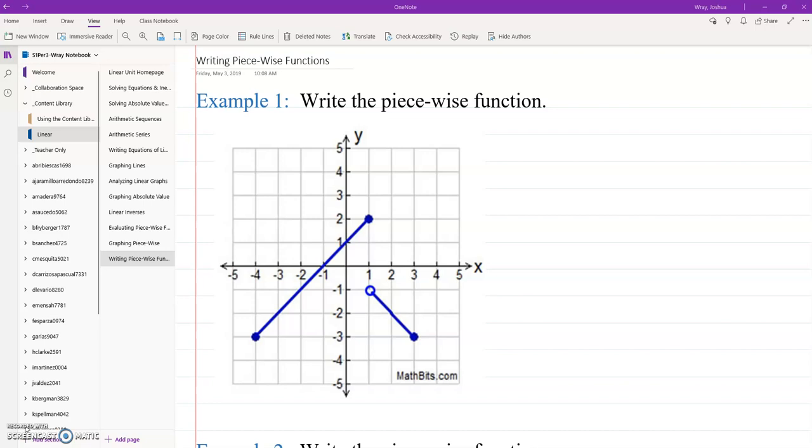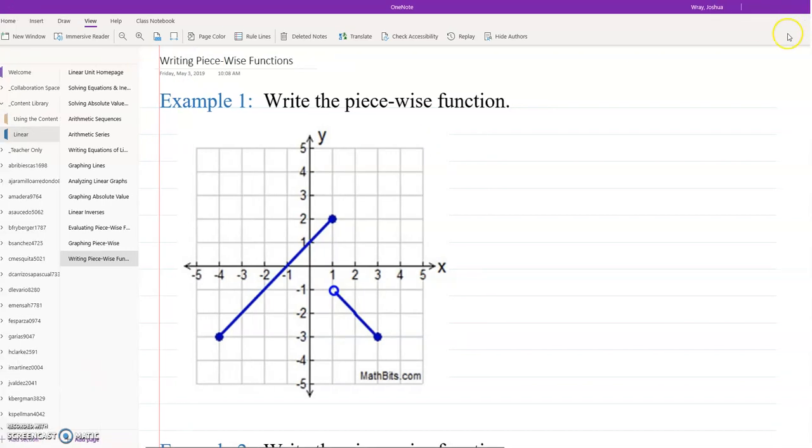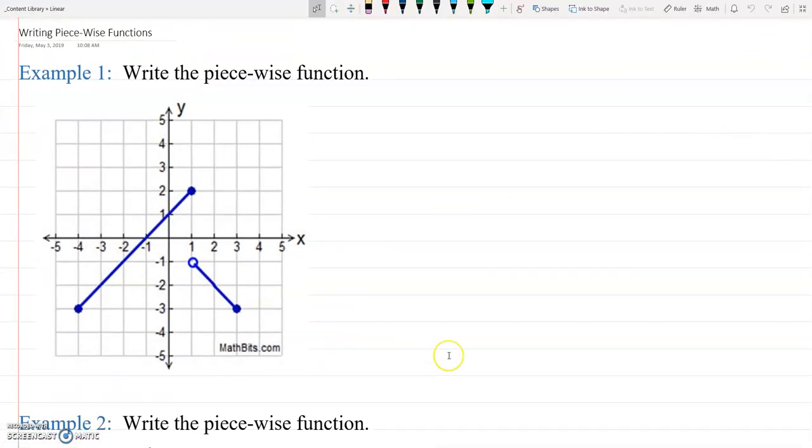Alright, example one, here we go. First thing I want to do is just set up my piecewise function. It always starts off with f of x equals and a big sideways mustache. I see there are two pieces to this piecewise function, so I need to make sure my sideways mustache is big enough to hold two lines. I'm going to make it look like this. f of x equals, and this is big enough to hold two lines.